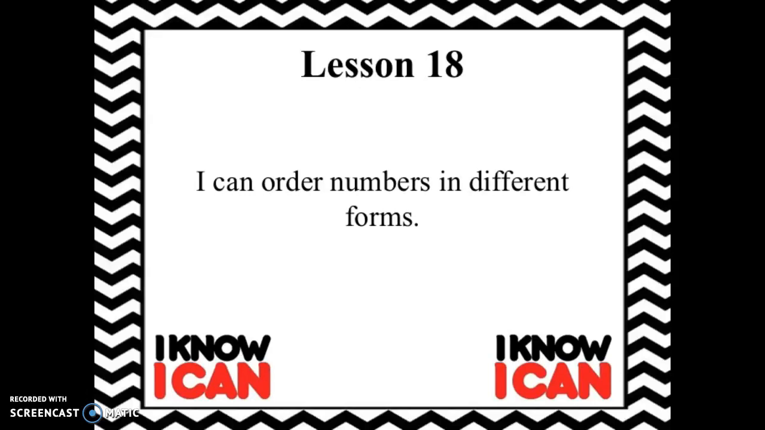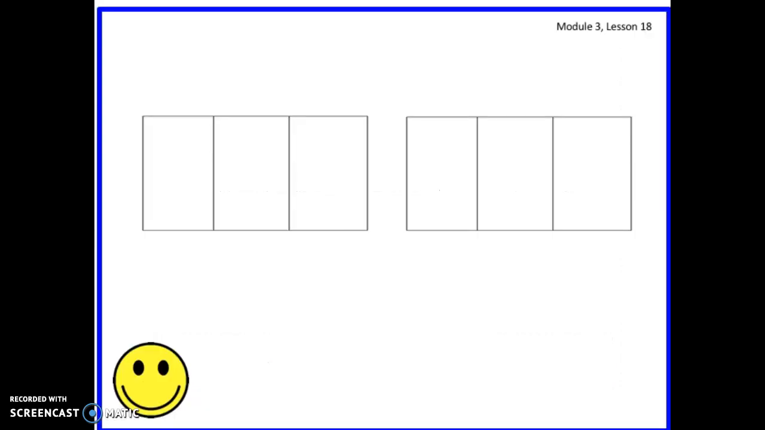Hello, we're on lesson 18, module 3, and today we're going to order different numbers in different forms. So, I want you to look at our board, and you need to have a dry erase board or a notebook to do this activity. I'm going to put some chips or place value discs on this first screen.